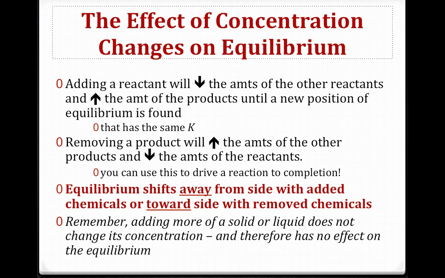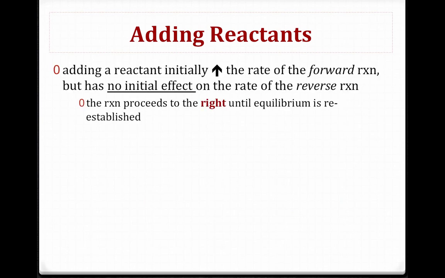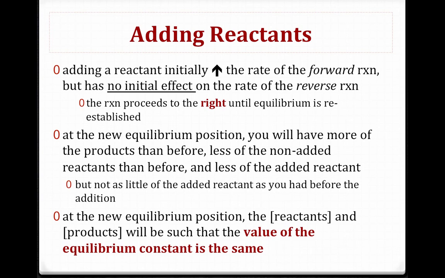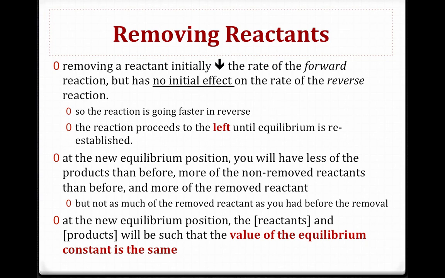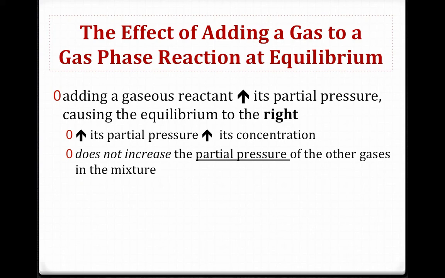There's a couple of guiding principles here. First, if you're going to change the concentration, whenever you add a reactant or you add a product, the reaction shifts away from the addition. If you remove a reactant or remove a product, it's going to shift towards the removal. So here's just telling you adding the reactant has no initial effect. It actually is going to go right until equilibrium is reestablished and the value of the equilibrium constant stays the same. Again, if you remove, it's going to shift left. The equilibrium constant stays the same.